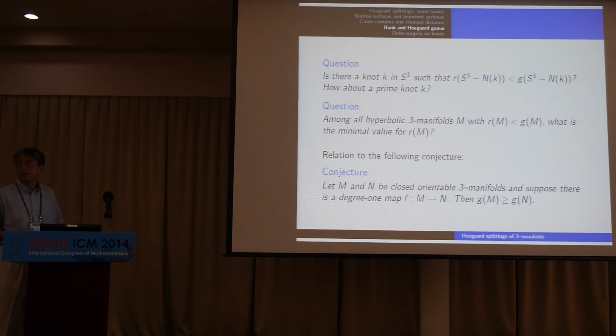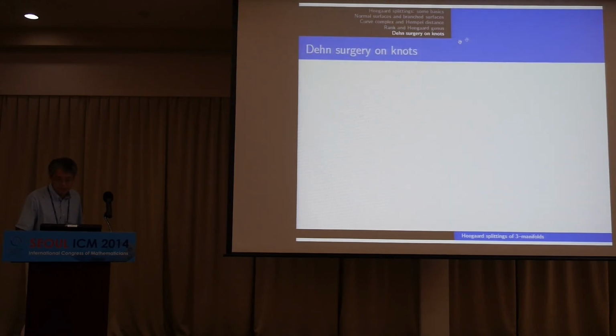Now the Heegaard genus conjecture is still not known, but if you want to construct a counterexample, then this manifold N has to have this property: the rank has to be smaller than the Heegaard genus. And it's an open question whether or not it's possible to construct a counterexample using the examples we talked about. This is another relation. And by the way, the degree 1 map conjecture implies other conjectures, so proving it is very difficult.